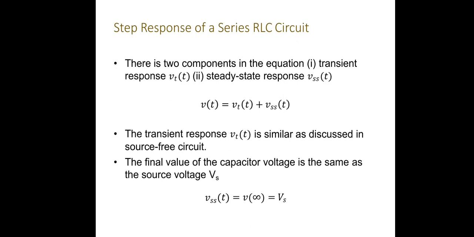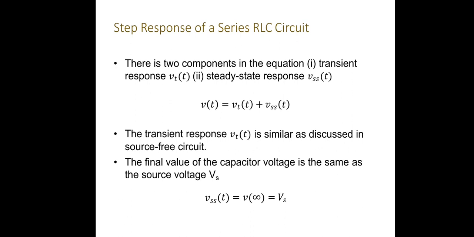So here there are two components in the equation. One is the transient response Vt of t and the other is the steady state response Vss of t. The total solution is the transient response plus the steady state response, both taken into account. The transient response Vt of t is similar to what was discussed in the source free circuit.